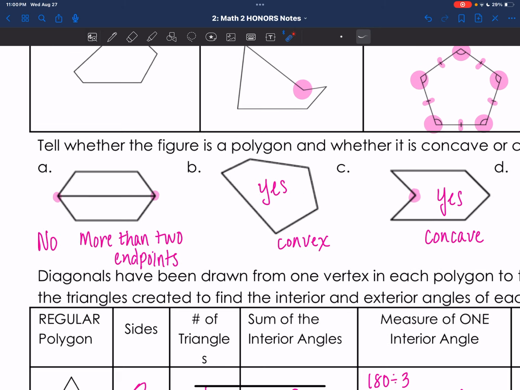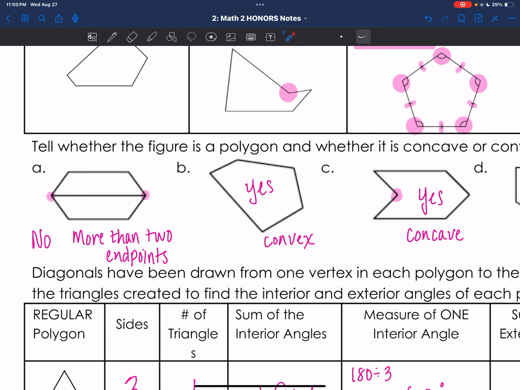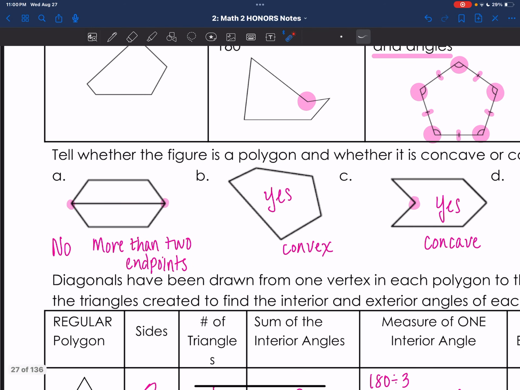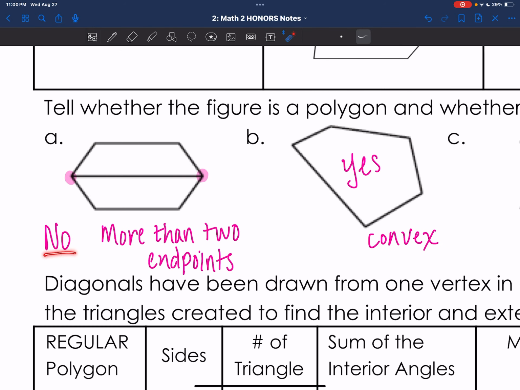So let's look at some of these examples and say if it's concave or convex. In this first one, no, this is not a polygon, because there are more than two endpoints because of how the line through the middle goes. All right, and then this one, yes.